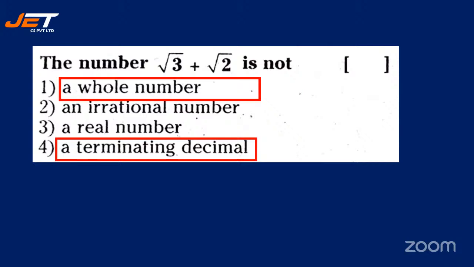See, there are two answers. Whole number, this is definitely not a whole number. It's a real number. An irrational number, of course. And every irrational number is a real number. So that makes sense. It is not a terminating decimal. So there are two options. Yes, Anjali, you are absolutely right. Sharon is right. Good, excellent. Let's go for the next one.